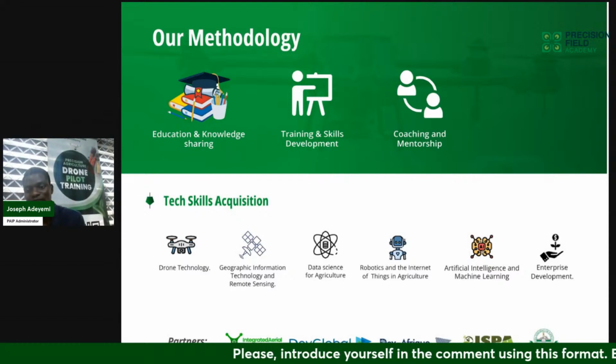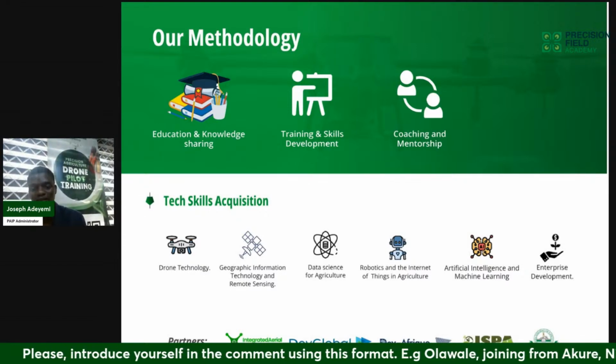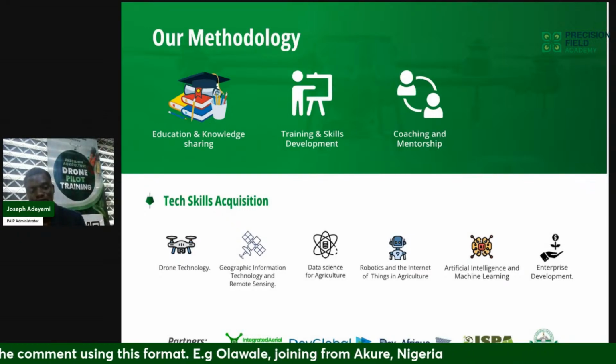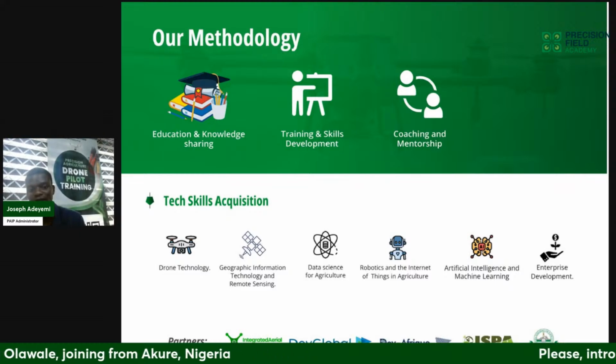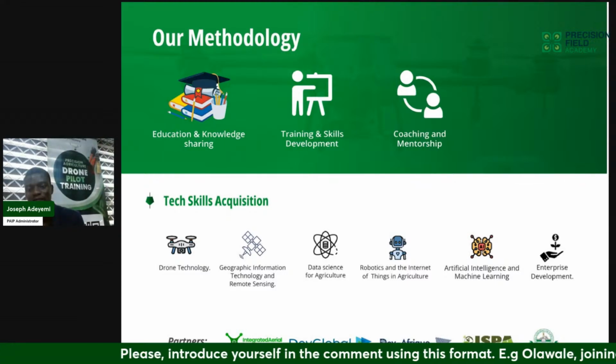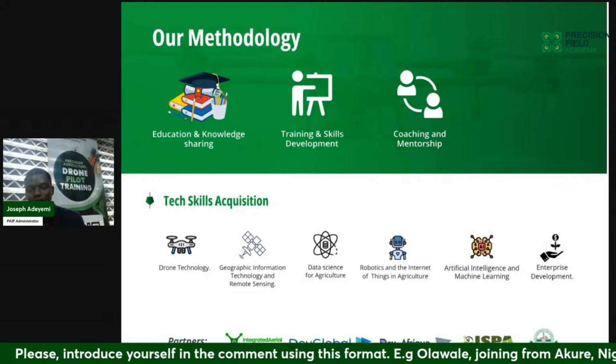And also we have artificial intelligence and machine learning. Artificial intelligence and machine learning is a platform where we train people on how to create a lot of data sets that can help them to practice precision agriculture. I remember recently under the Farmer Market Masterclass, we did something where we were trying to train a model.